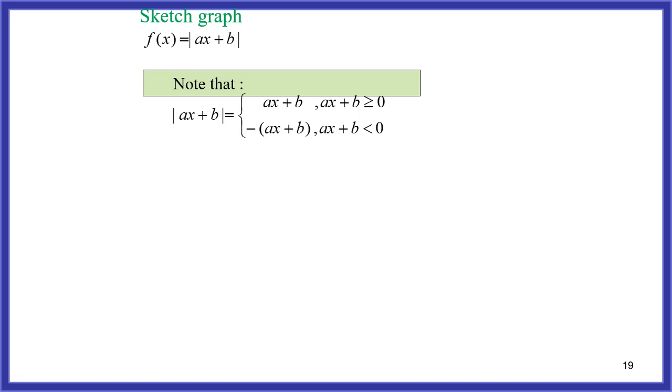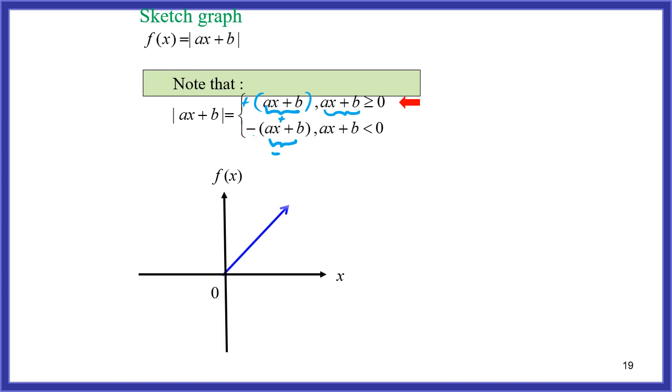Note that the definition of absolute of ax plus b is the same as the one we learned in chapter 2. So it will be ax plus b when ax plus b is more than or equal to 0. Why? It's positive inside and it's positive outside the bracket. That's why ax plus b should be more than or equal to 0 to have the positive value inside the bracket. And then the second one is for ax plus b negative. So ax plus b is less than 0 for the domain. Why? Because negative multiplied with negative, we will get a positive value. Absolute will always be positive.